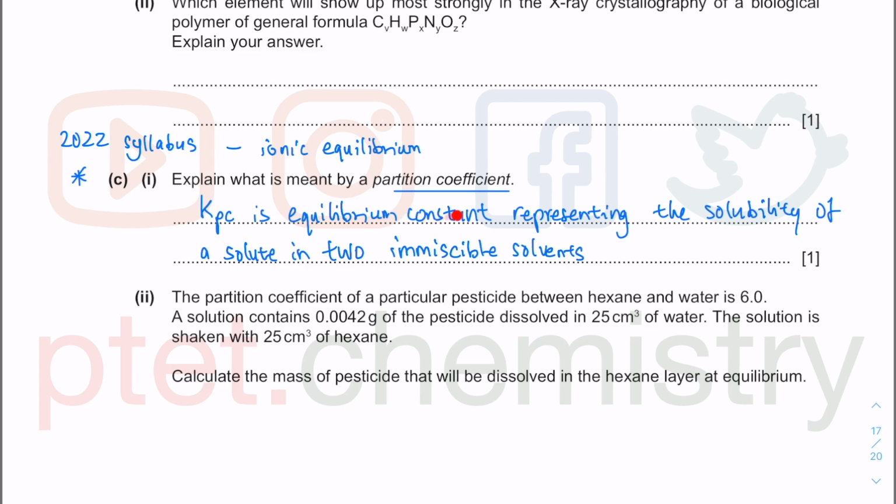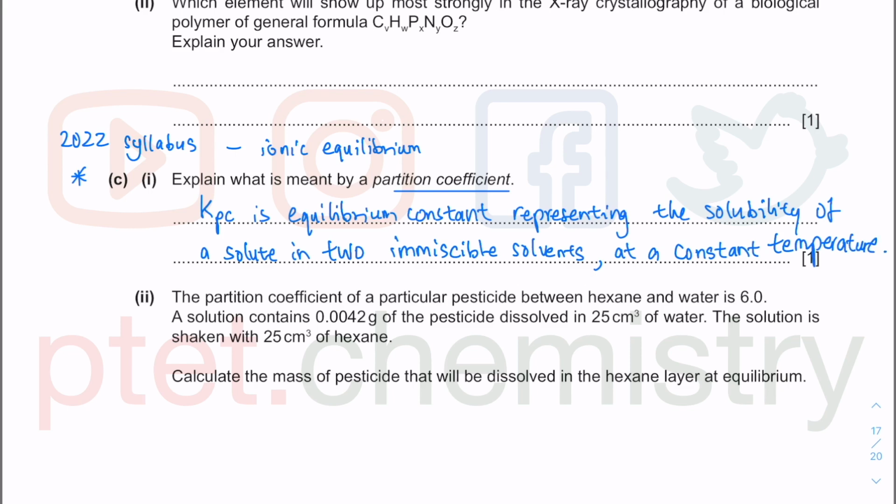You're talking about equilibrium because they don't mix. There is a little bit of the solute in each of these two immiscible solvents, and this is constant at constant temperature. I think that is the best definition I can think of: it's a fixed value at a constant temperature.